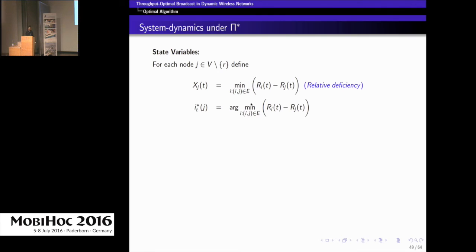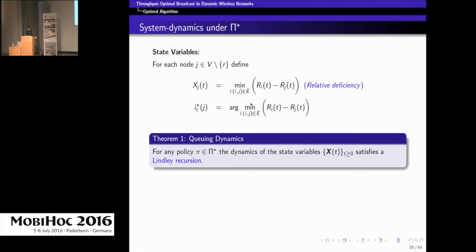I need to define some state variables. Ri(t) is the number of packets, as I described earlier, received by node i up to time t. We define n state variables, X_i(t) = min over j of (R_i(t) - R_j(t)), and j_i*(t) is simply the node that actually achieves the minimum.